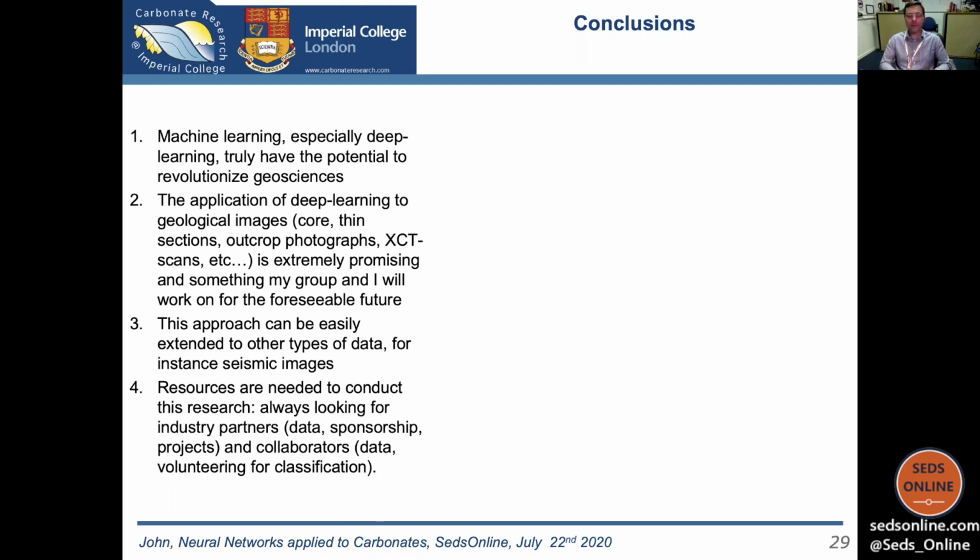If you have data, if you want to volunteer for a classification exercise like this Zooniverse that we're putting together, then please contact me and we'll find something for you to do.